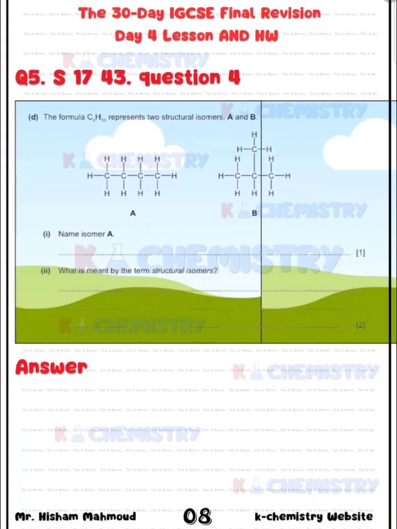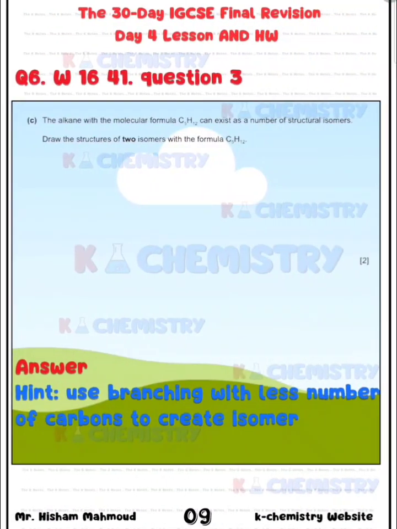The formula C4H10 represents two structural isomers, named isomer A and isomer B. So this is the regular butane. What is meant by the term structural isomers? We have just defined this at the beginning. The alkane with the molecular formula C5H12 can exist as a number of structural isomers. Draw structures of two isomers.